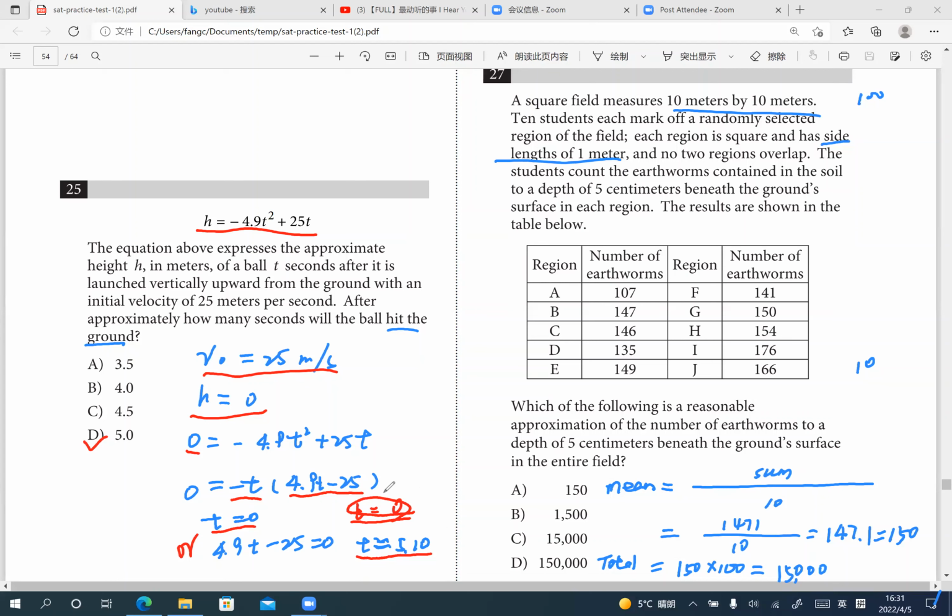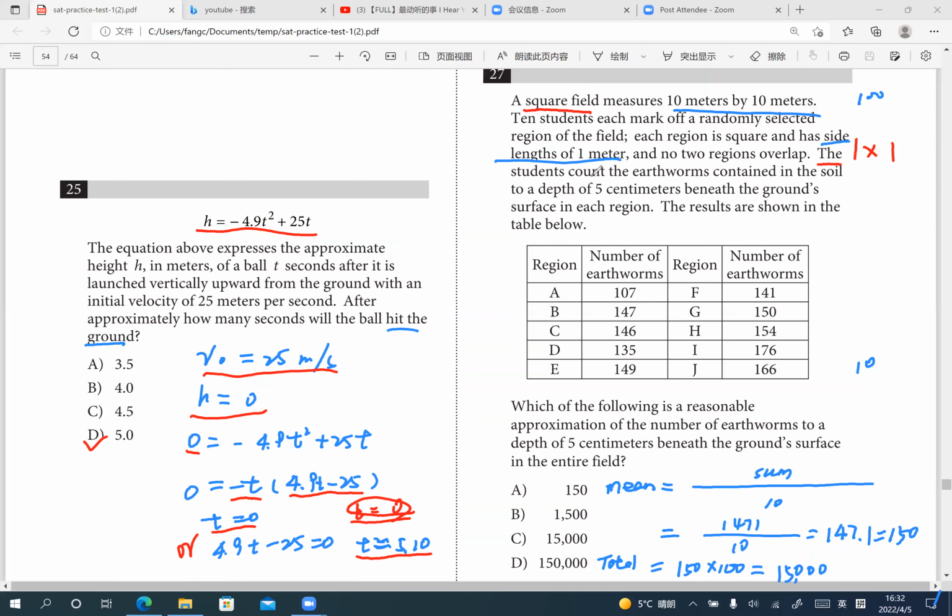Question 27. A square field measures 10 meters by 10 meters. 10 students each mark off a randomly selected region of the field. Each region is square and has a side length of 1 meter, and no two regions overlap. So we can tell from the given information a big square field whose dimension is 10 times 10 is divided into 100 small regions, and every region has a dimension of 1 times 1 meter.